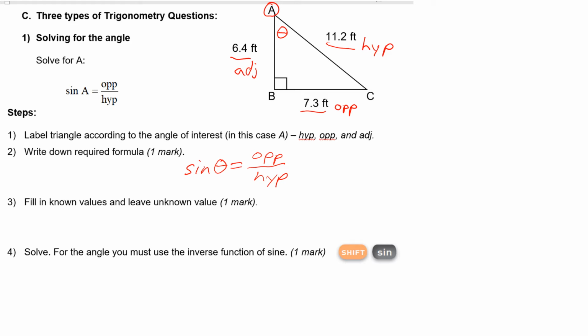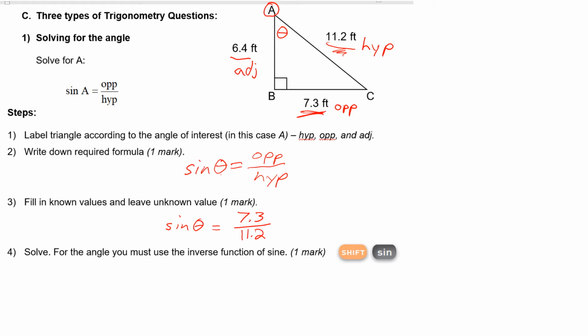Fill in the known values and leave the unknown value. So we know what the opposite is. It's 7.3. So I'm going to fill in that one, 7.3. We know what the hypotenuse is. It's 11.2. So divided by 11.2. We do not know what theta is, so I'm just going to keep it as sine theta.